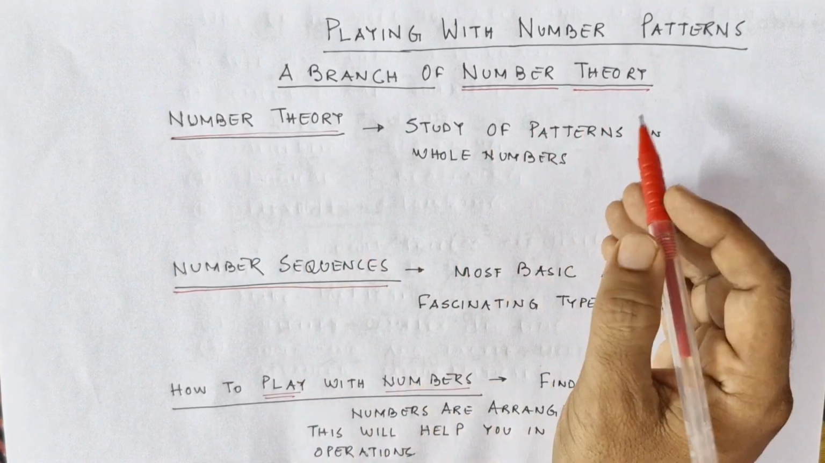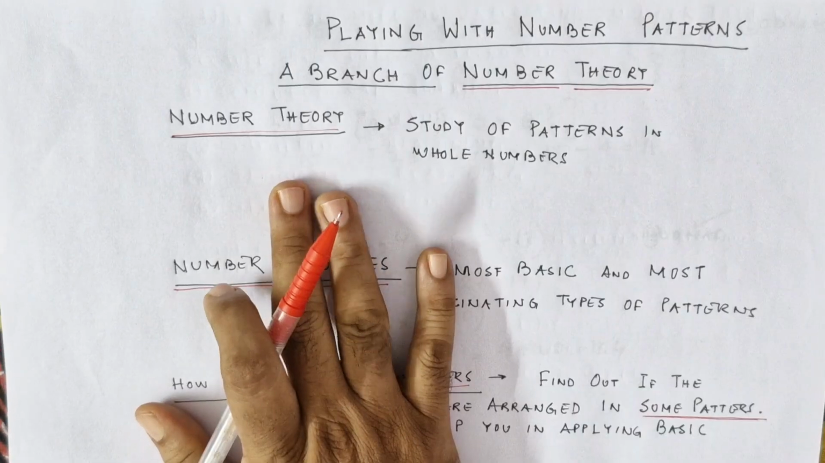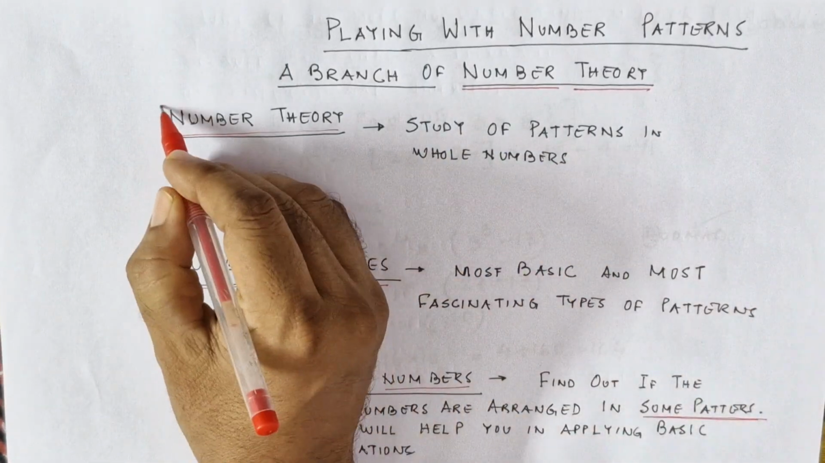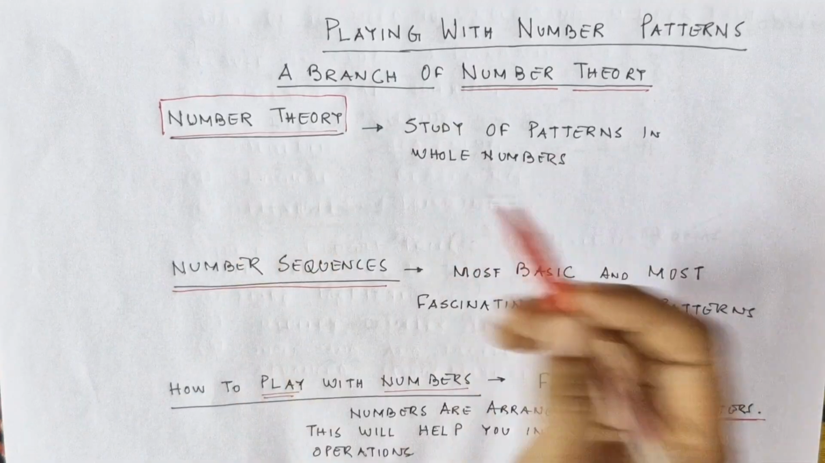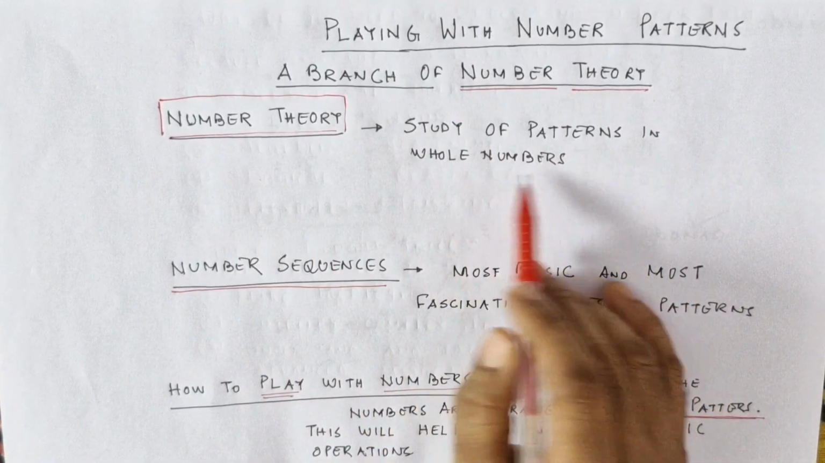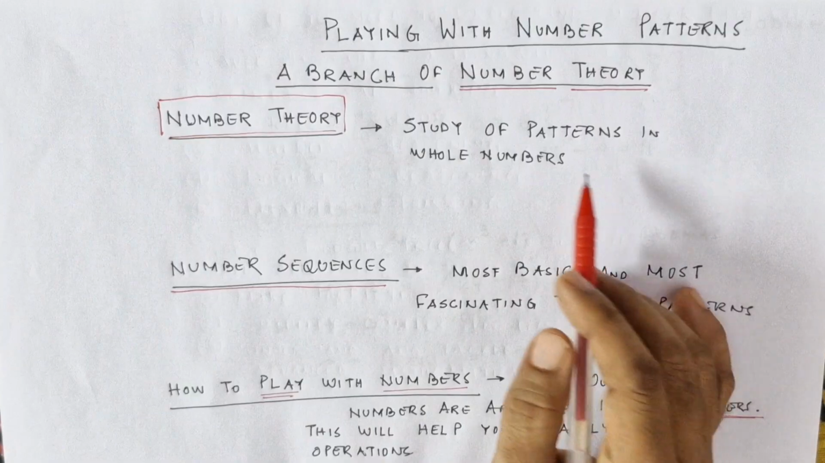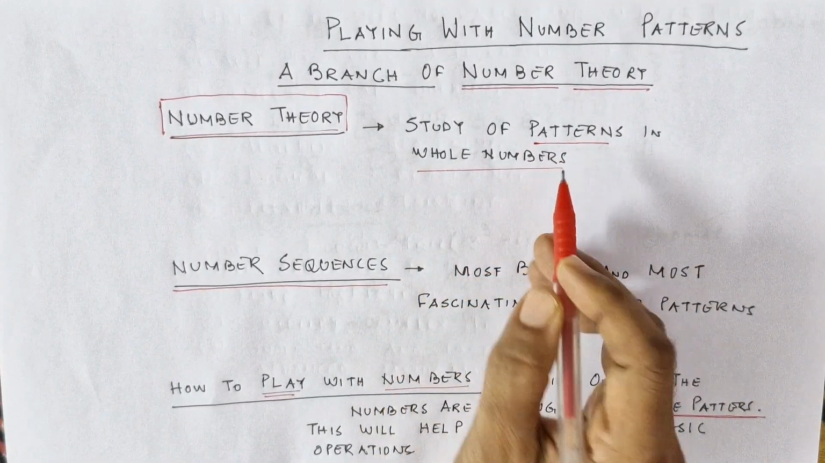So first of all, let's see, number patterns are a part of number theory. It's a branch of number theory. Got it? So what is number theory? A study of patterns in whole numbers. Number theory helps us to study patterns in whole numbers.